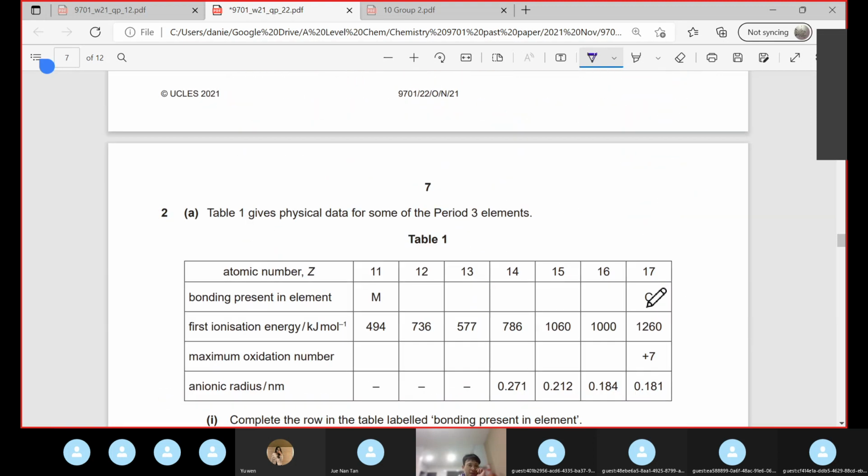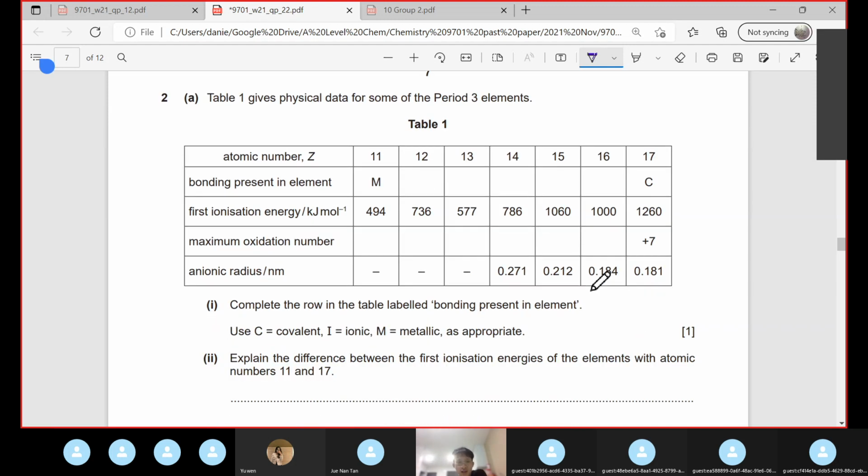Then only we come to question 2. It is a bit hard, especially when it comes to the donkey, I would say, which is the thing that you are not familiar with. Number 2A, Roman 1: complete the row in the table, label the bonding present in the element.